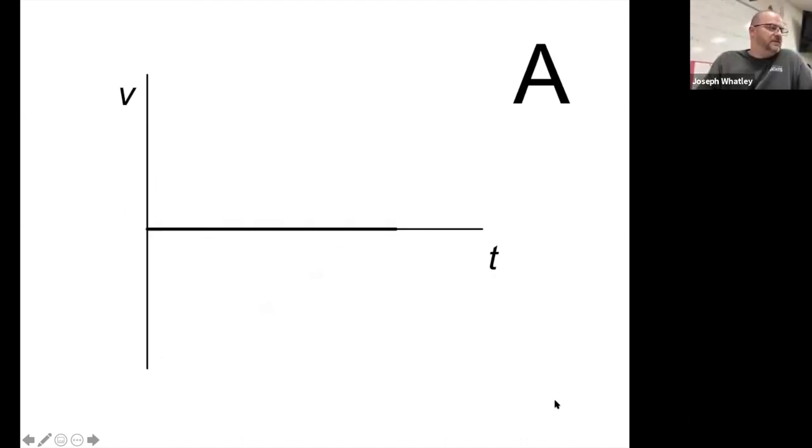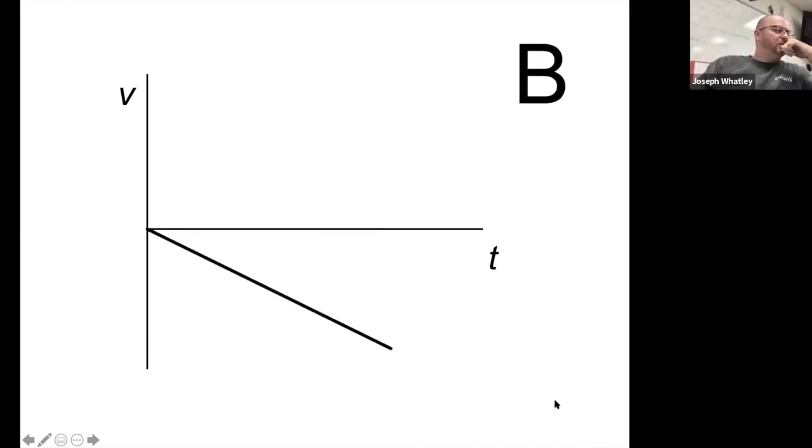All right, velocity versus time. What do we know about the acceleration here? There's none. Okay, what do we know about the velocity? It's constant and zero. What do we know about the position? It stays wherever it was. We're not moving. Do we know where we are? No. Right.